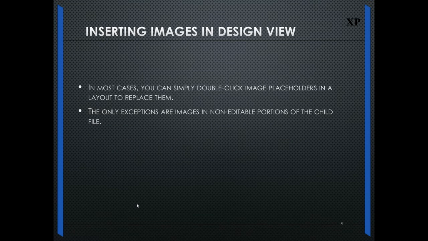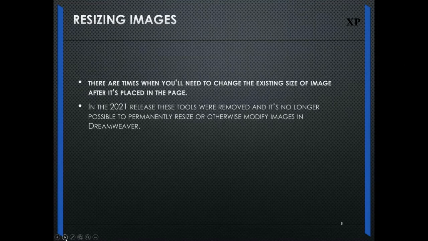When you get to the Inserting Images in Design View section of your textbook, in this exercise you're going to be introduced to the advantage of working with images in the design view. In most cases, you can simply double-click an image placeholder in the layout to replace it. The only exception is images in non-editable portions of the child file. In most instances, you will create images at a desired size for a specific purpose, and there'll be no need to resize or adapt images within the layout.